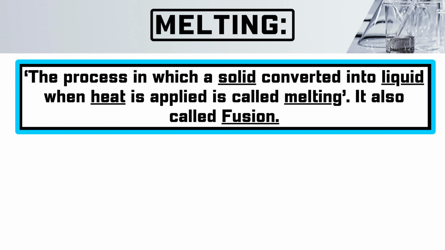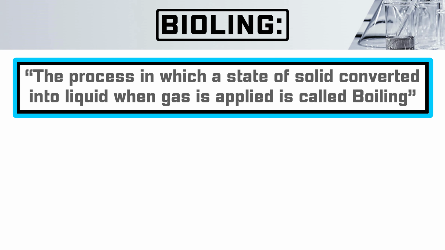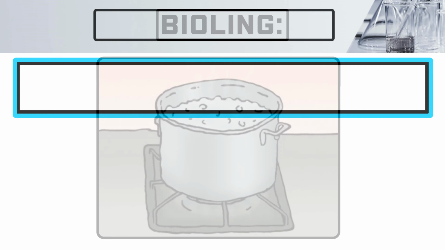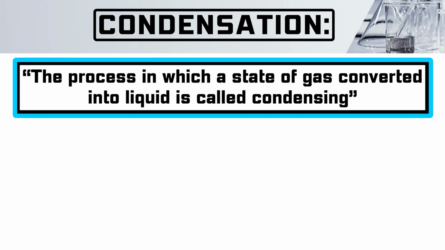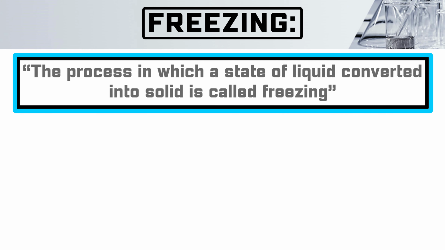Melting. The process in which a solid is converted into liquid when heat is applied is called melting. It is also called fusion. Boiling. The process in which a liquid is converted into gas when heat is applied is called boiling. Condensation. The process in which a gas is converted into liquid is called condensation. Freezing. The process in which a liquid is converted into solid is called freezing.